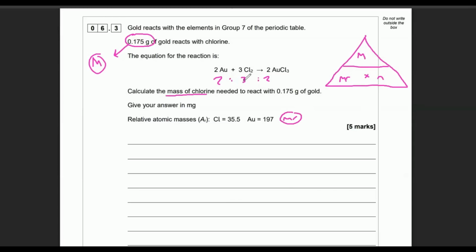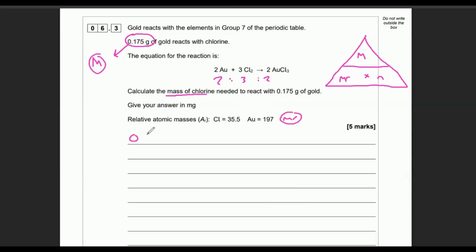They're asking us to find out about the chlorine. So find the mass of chlorine. What have they told us? 0.175 grams of gold. So we know that. Calculate the mass of chlorine needed to react with that. So we know the Au, we know the gold. Let's find the moles of gold to start with.